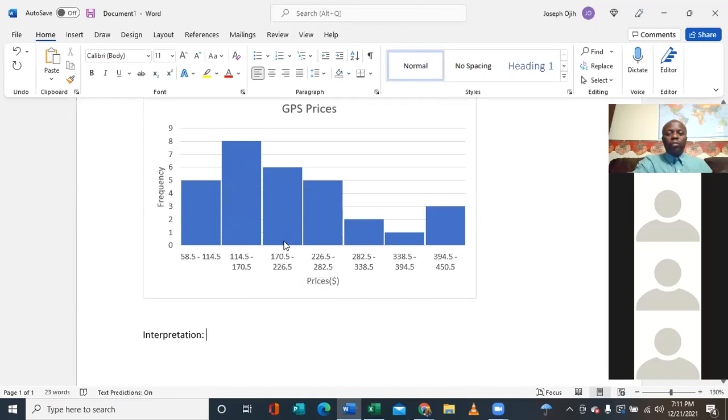But if you want to look at all of this, I will write it this way: the GPS of price range $114.50 to $170.50. The GPS of this price range is more popular.